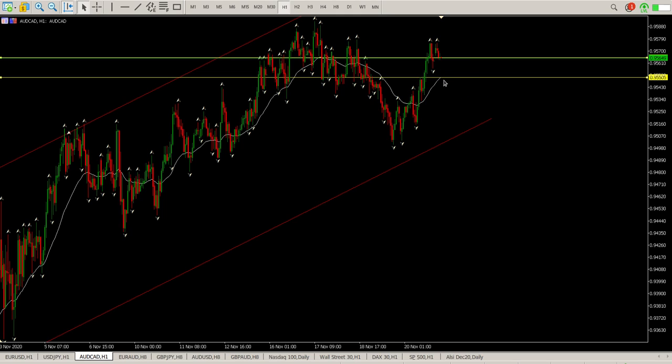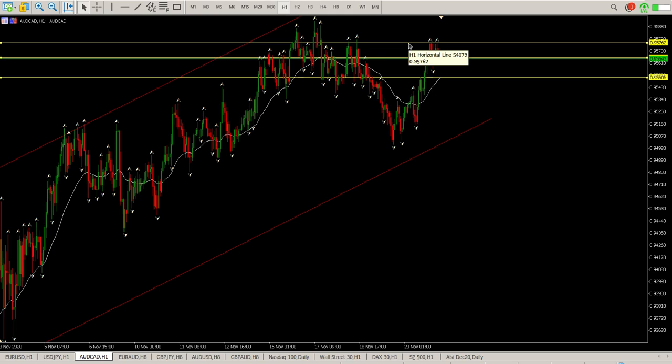So that would be a retest of the moving average as well. Okay, so 0.95505. If we can find some support there, I'd expect us to move pretty much back up into this area of congestion here, and that would be at 0.95762. So bounce down here, find some support, and then I'd expect us to come back up.